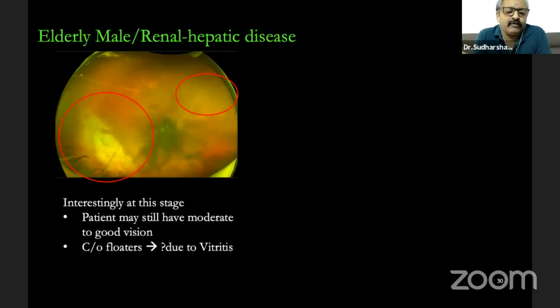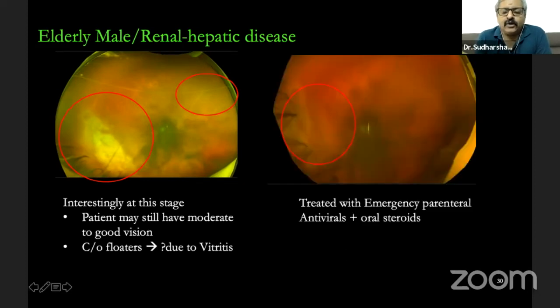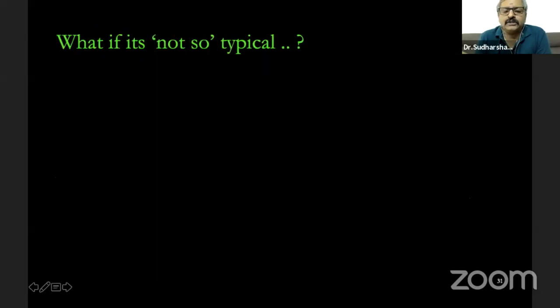At the most, they may have floaters. They may not have much vision loss. But you can't get away with this. Make sure that you cover all the bases. This was treated with emergency parenteral antivirals and oral steroids, and this was the response.